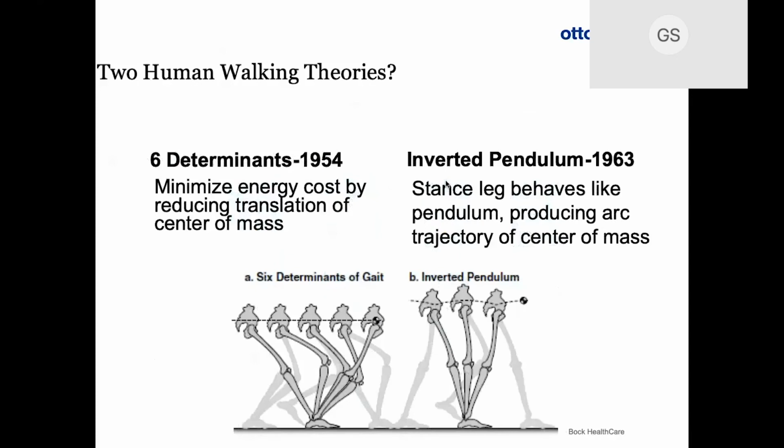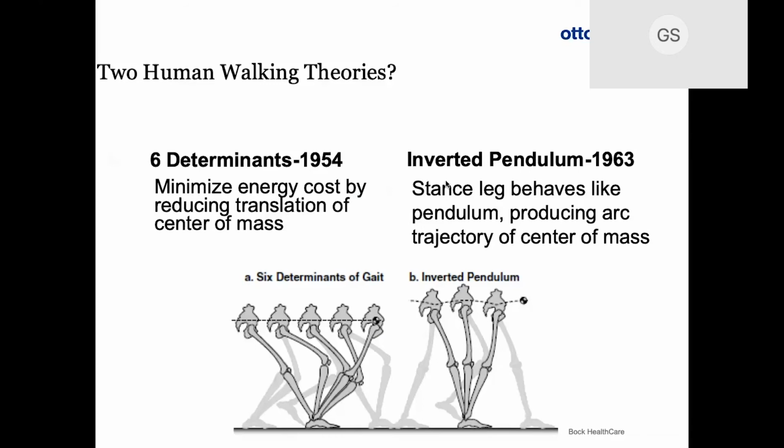Now, the thing is, and it's important to remember, there are actually two human walking theories. One is the one that we're primarily used to, the 6 determinants of gait. And of course, Jacqueline Perry influenced the more modern dynamic 3-rocker system. And really what the 6 determinants of gait are talking about is the minimization of energy costs by reducing the translation of the center of mass, both in the sagittal, coronal, and transverse planes.